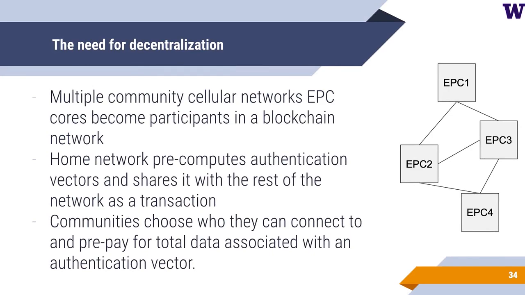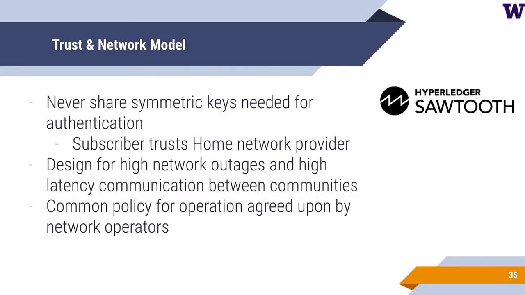To make this happen, we connect multiple community cellular network cores as peers over a consortium blockchain, and each home network computes and publishes a fixed number of vectors to its peers in the network. In Hyperledger Sawtooth, which is the blockchain we use, these values are issued as transactions which are sent by the home network core to its peers. The peers regularly compute blocks of transactions and achieve a common state for each subscriber who does not belong to their network.